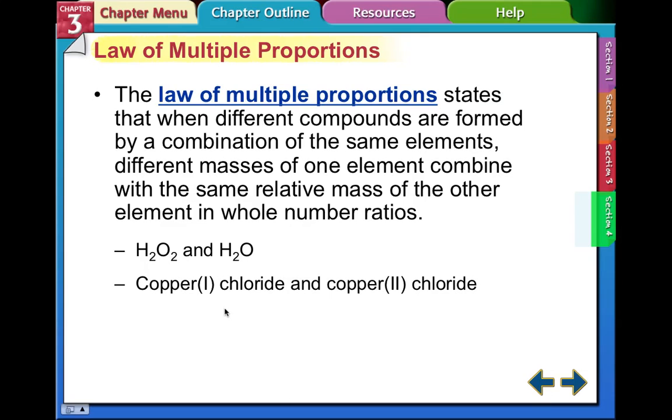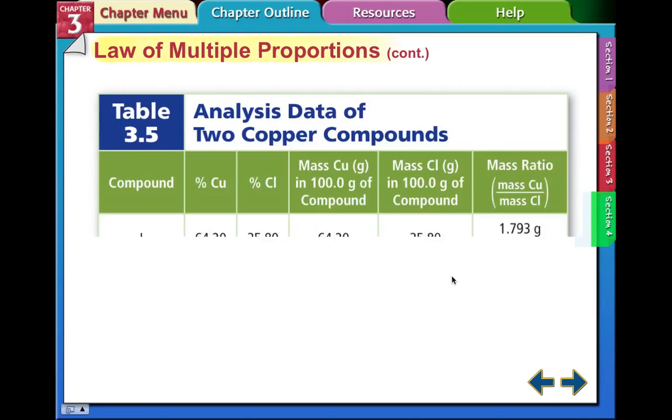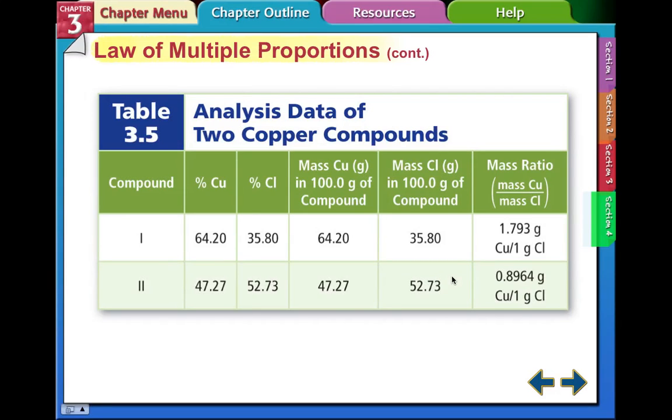Copper chloride is another example. Copper 1, that tells you that there's 1 copper combining with the chloride. Here, this is actually the charge, so you have a different copper, so copper 2 is combining with the chloride. Okay, law of multiple proportions.